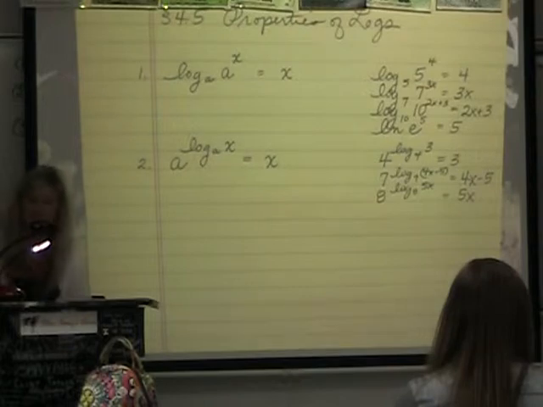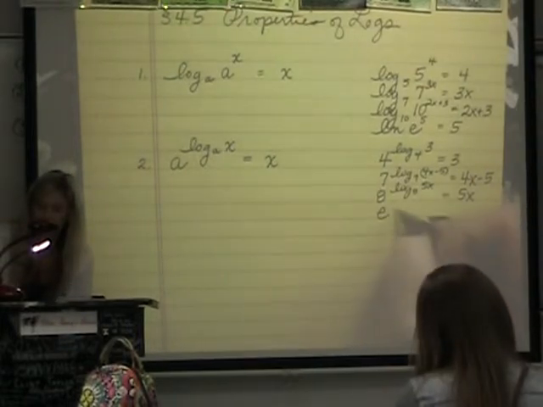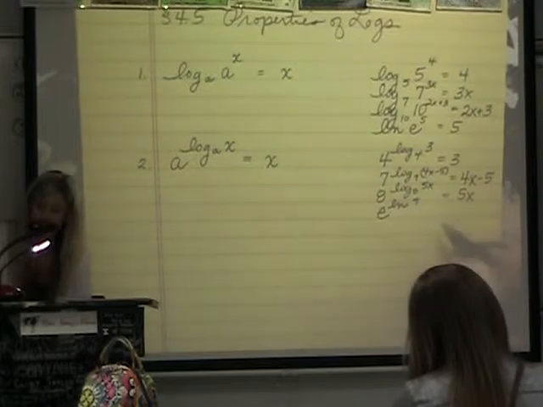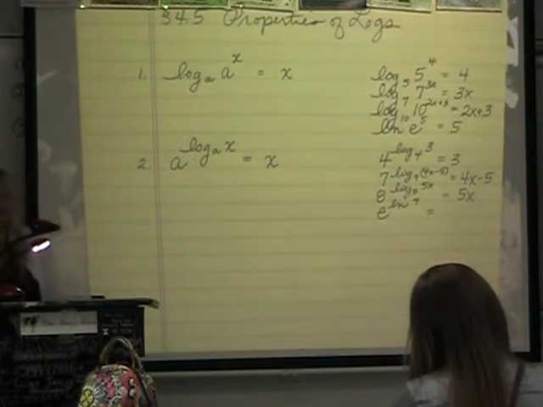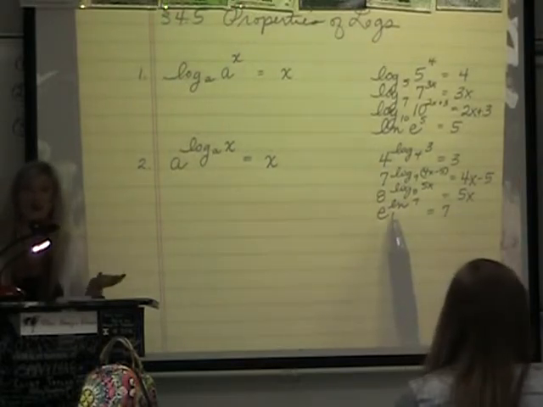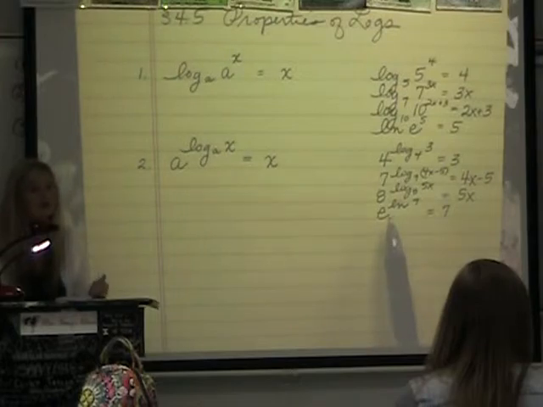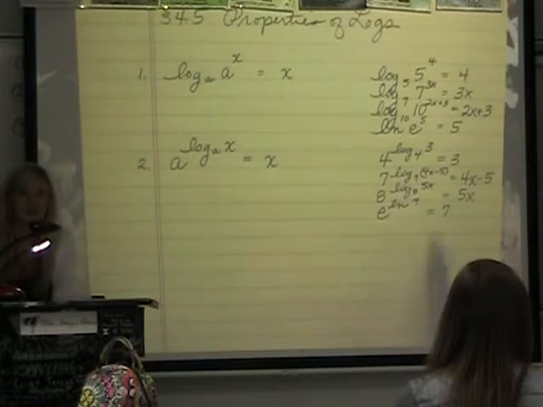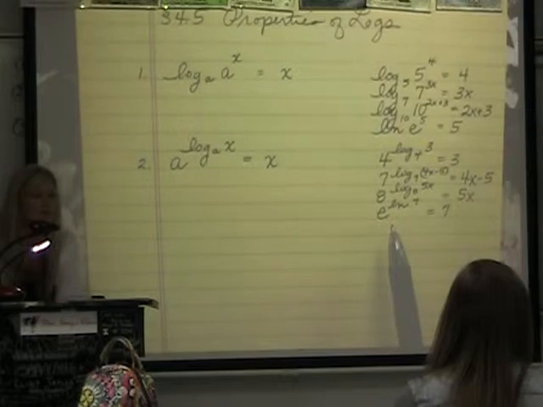And then my last example is if you have e to the natural log of 7. This property says that's equal to 7 because, again, natural log is just log base e. So e to the log base e cancel. They're inverses of each other, leaving you with just plain old 7 in that case. Any questions so far about the two inverse properties?